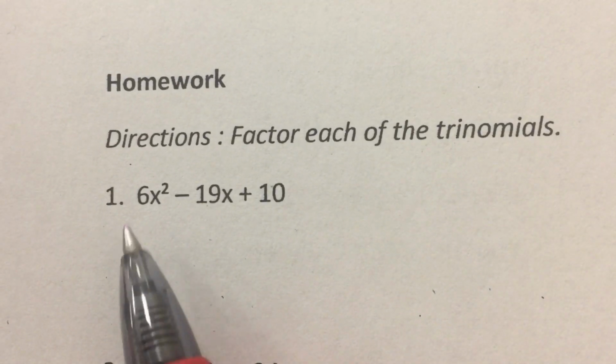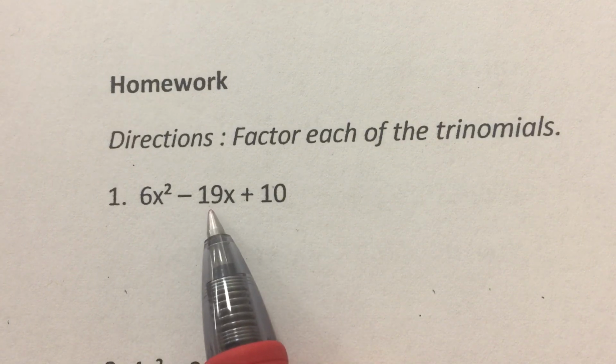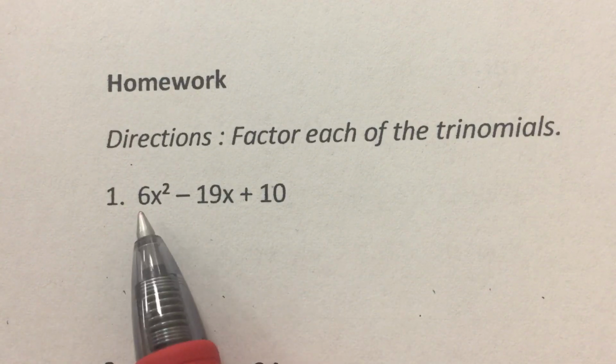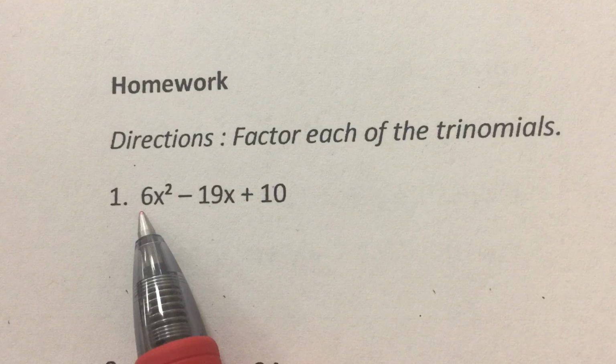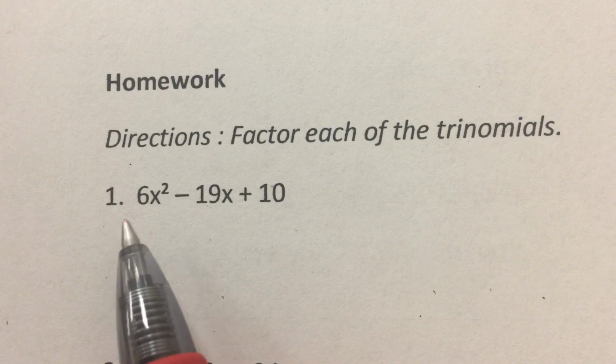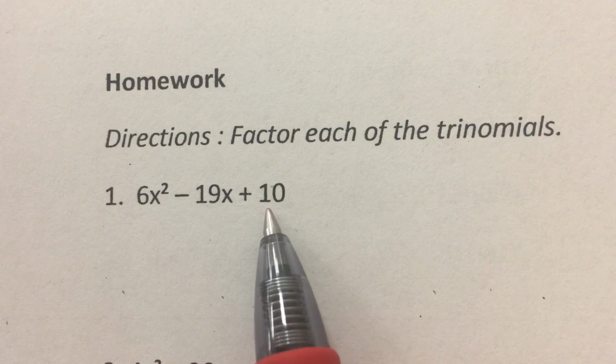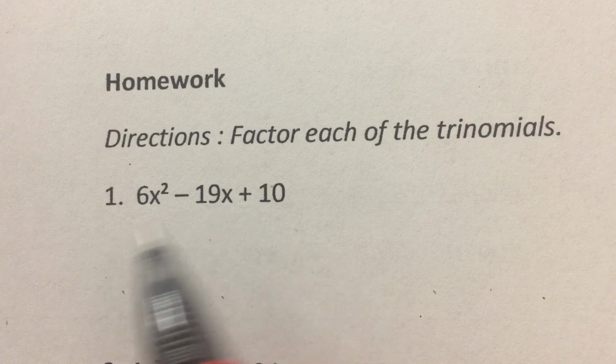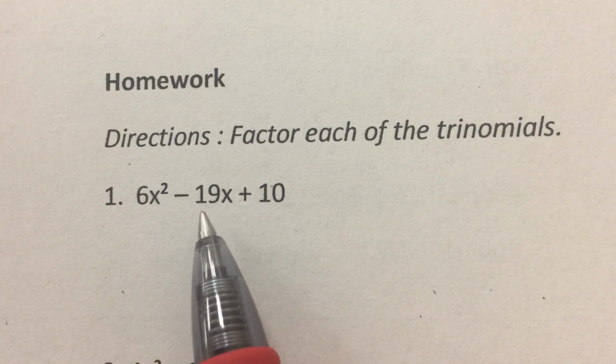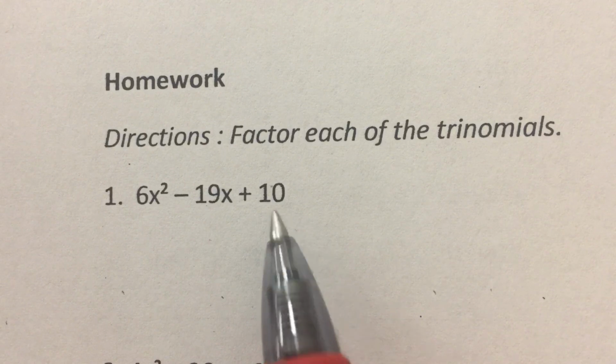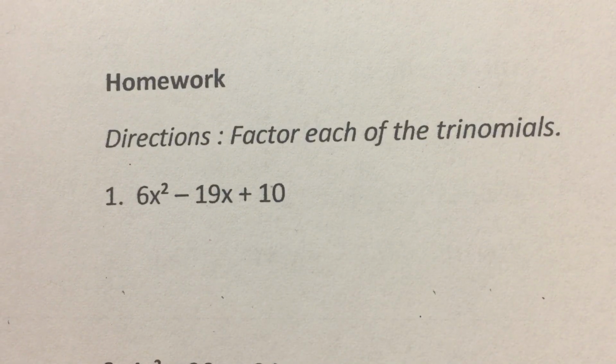What I'm looking at here is a 6x squared minus 19x plus 10. This has a leading coefficient of 6. What I would really like at the beginning is to see if every single number can be divided by 6, because that would make the process easier. However, they cannot. 19 cannot be divided by 6, and neither can 10 without giving you a decimal.